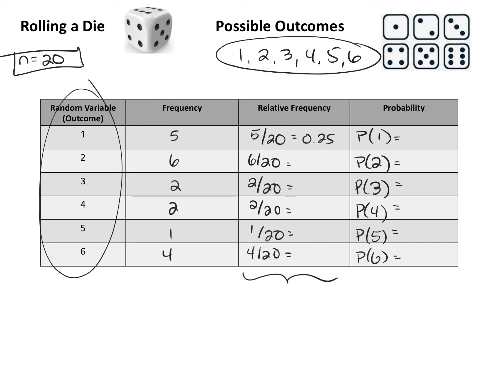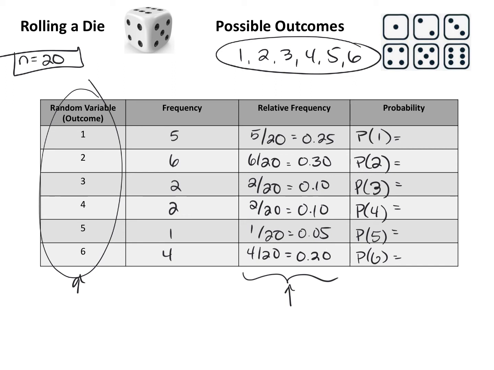If we multiply that decimal by 100, we'll get the percent. So when I rolled that die 20 times, 25% of the time a one showed up. 30% of the time a two showed up. Let's see, 2 out of 20, that's 0.10, so 10% of the time a three showed up, and 10% of the time a four showed up. 1 out of 20 is 0.05, so 5% of the time a five showed up. And 4 out of 20 is 0.20, so 20% of the time a six showed up. So this is the probability, or the likelihood, of getting each of these outcomes when I roll the die 20 times.